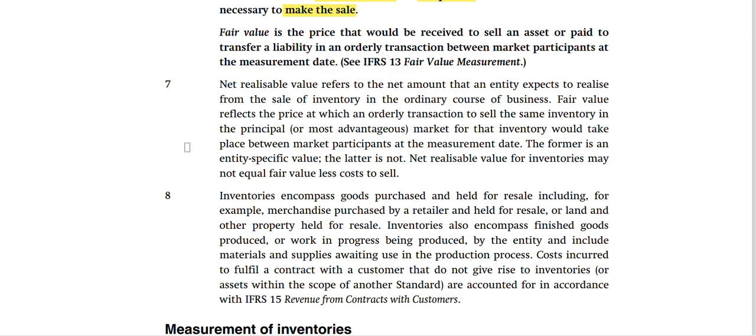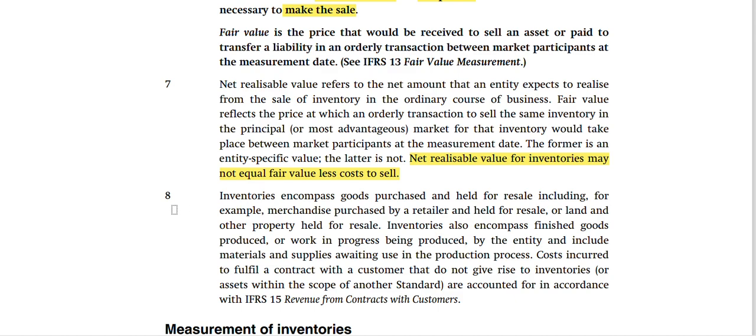Net realizable value for inventory may not equal fair value less costs to sell, right? It's very important to understand that the fair value as per IFRS 13 and the net realizable value as per International Accounting Standard 2 might not always be the same. So this standard basically differentiates the two and explains in detail what the fair value is as well as what the net realizable value is.